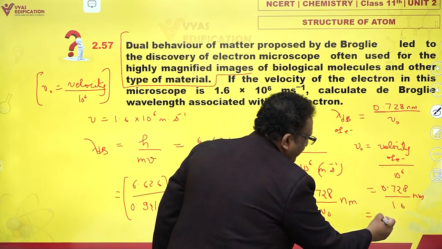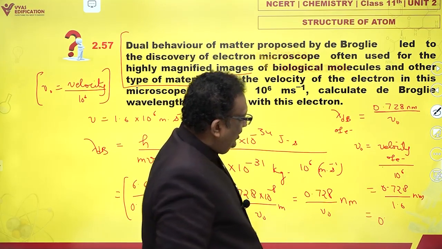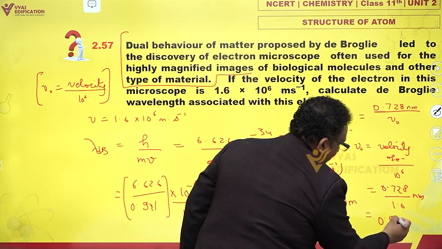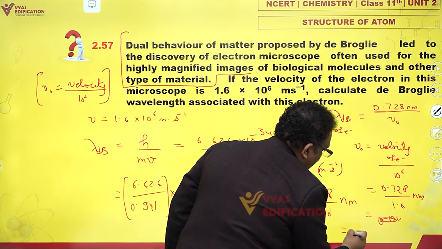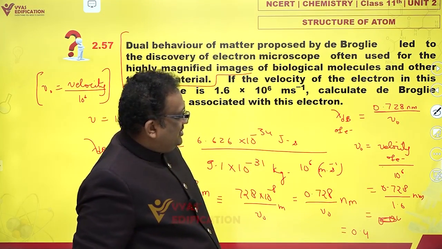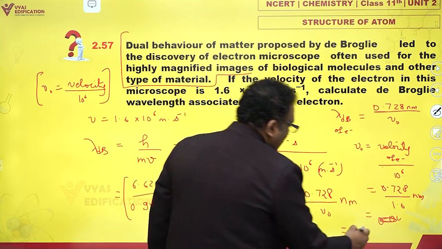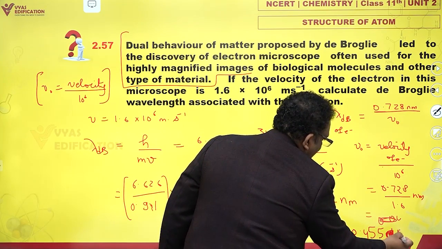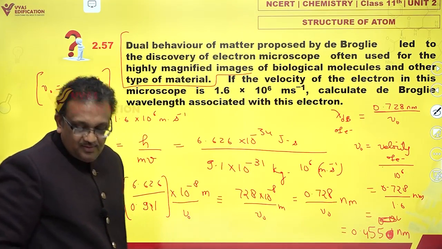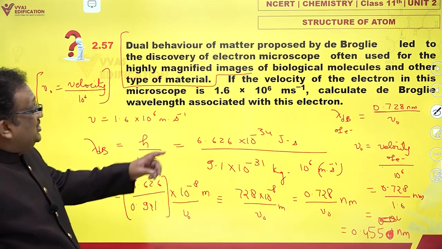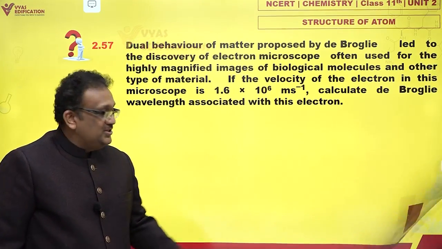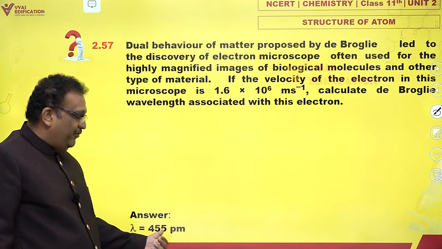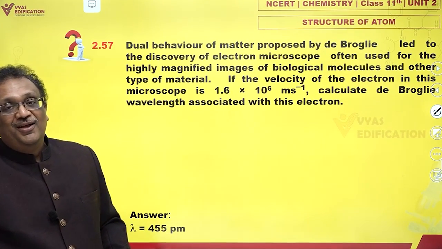How much does that come out to be? 16 4s are 64. Sorry, this will be 0.4. Then 72, that means 88. 16 5s are 80. 0.455. So, even less than a nanometer, the de Broglie wavelength associated with this electron is 0.455 nanometers, or if you want picometers, 455 multiplied by 1000, 455 picometers.